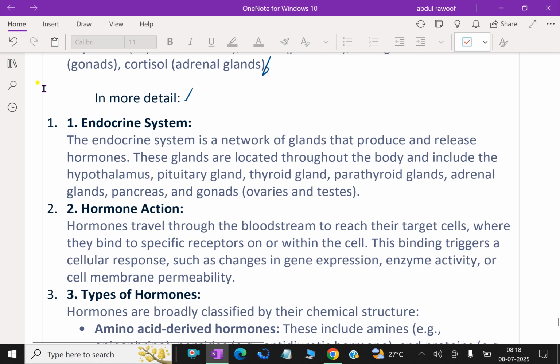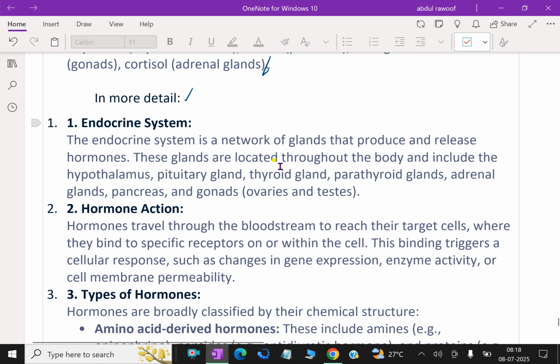Endocrine system. In more detail, the endocrine system is a network of glands that produce and release hormones. These glands are located throughout the body and include the hypothalamus, pituitary gland, thyroid gland, parathyroid gland, adrenal gland, pancreas, and gonads, ovaries, and testes.